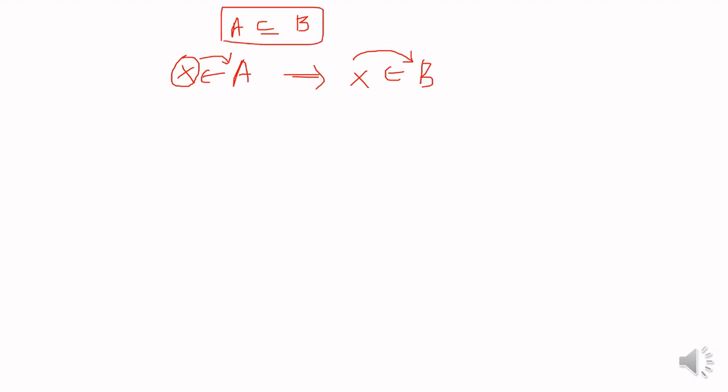Now, how do we show that A is a subset of B? To show that A is a subset of B, take any element X in A and show that X is an element of B also. In this way, we can say that every element X in A is also an element of B. So we can say that A is a subset of B. This is the way to prove that A is a subset of B: take any element X in A and show that X belongs to B also.